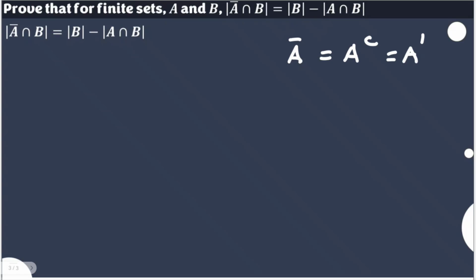That would mean there exists a universal set which covers both A and B. Now this identity talks about the cardinality of the intersection of the complement of A and B is equal to the cardinality of B less the cardinality of the intersection of A and B. For this specific identity, let me show you two different ways to prove this one.